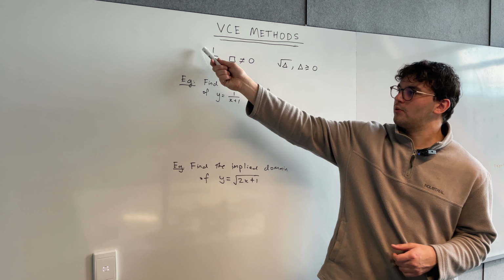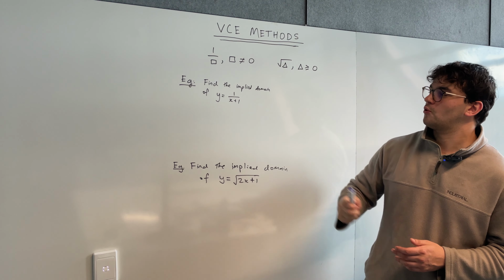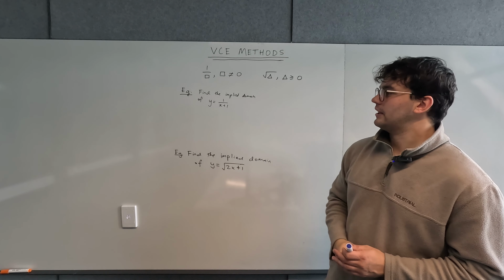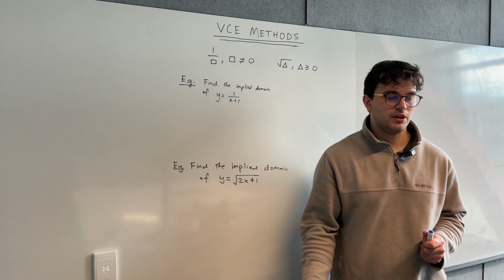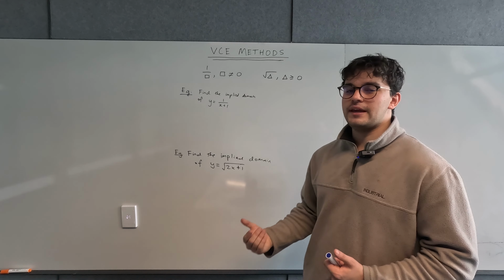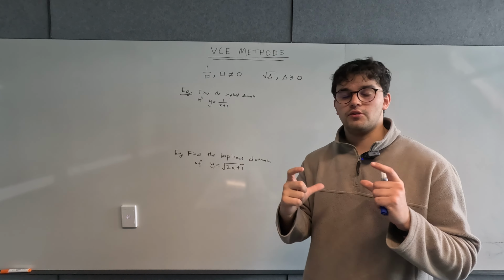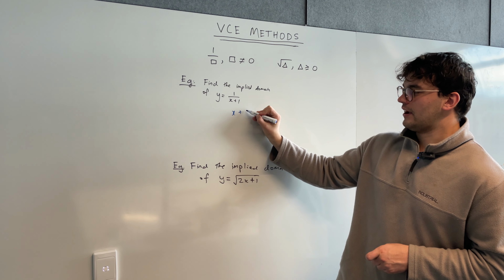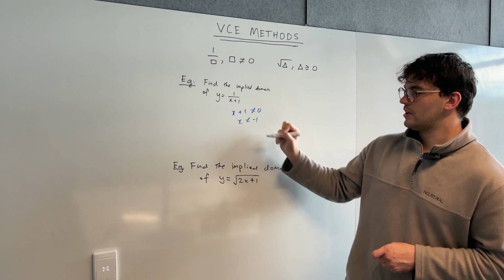So I've written this example here. If you have 1 over, let's say this expression here, which I've represented by a square, that square cannot equal 0. So I've got this corresponding example here. Find the implied domain of y is equal to 1 over x plus 1. So x can be any value. The only problem is that the denominator cannot equal 0. So what I say in this case is x plus 1 cannot equal 0. Therefore, x cannot equal -1.